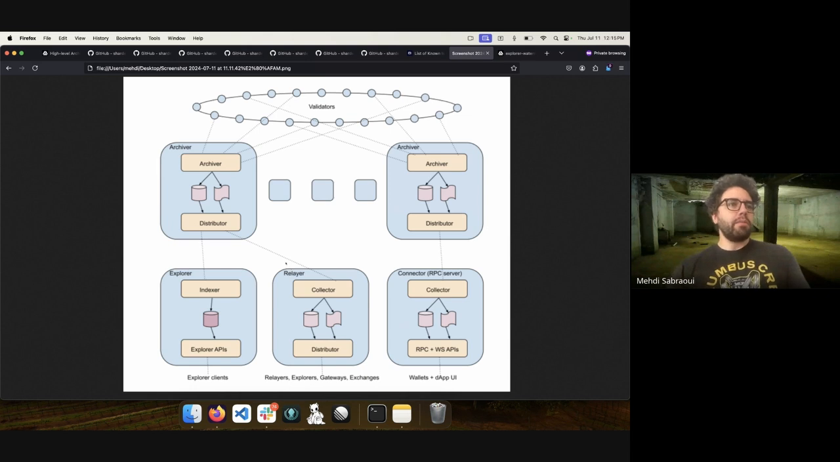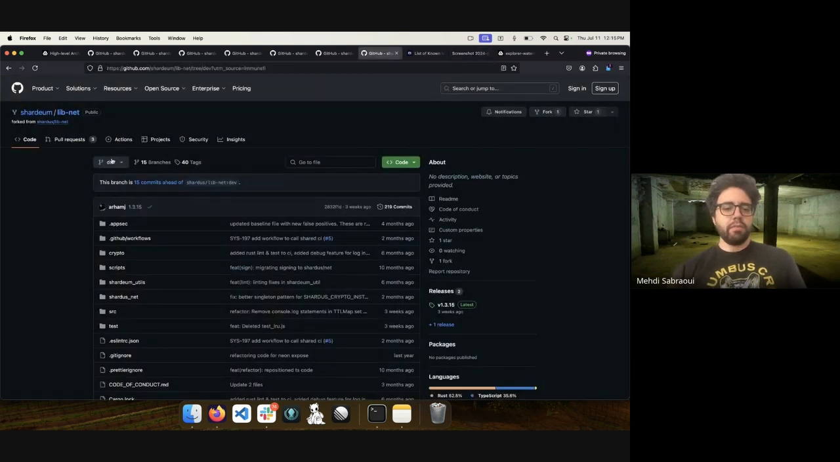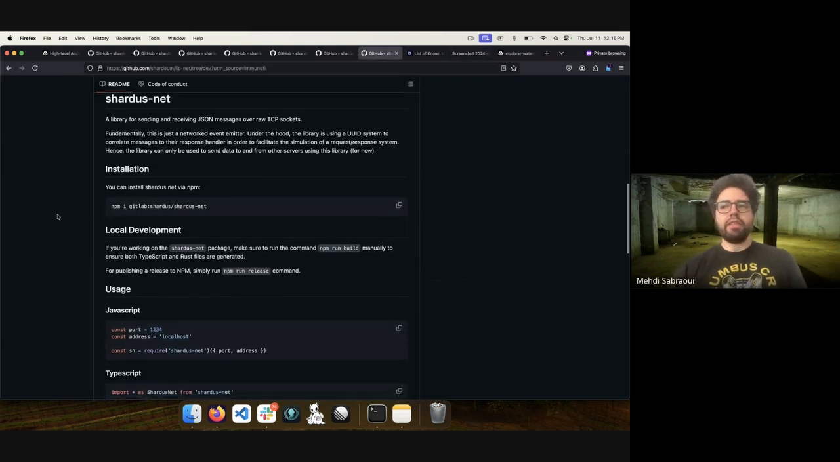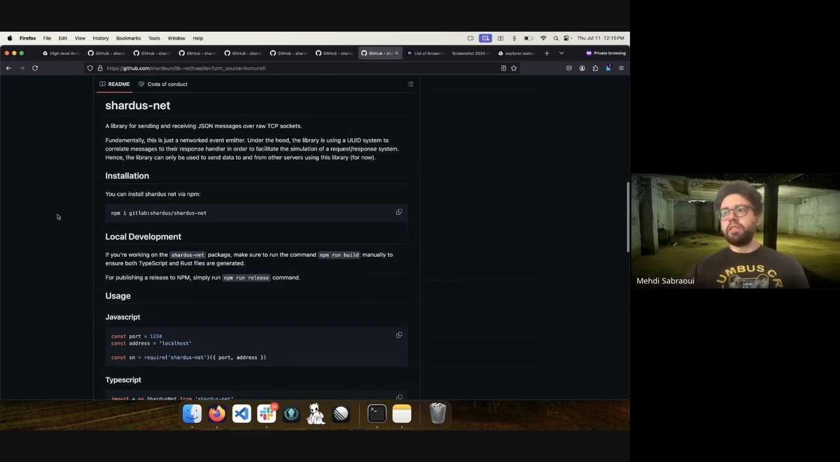Finally, we have the Rust code in libnet. We call it Shardisnet internally. We call it the Rust code. So this is the very bottom layer of the Shardeum, the Shardis stack. This is the networking code. It's all built in Rust.